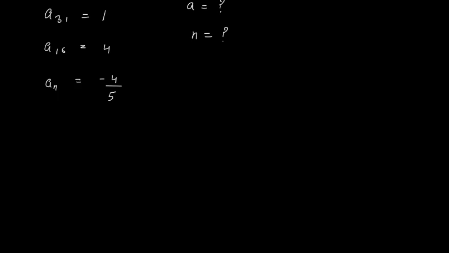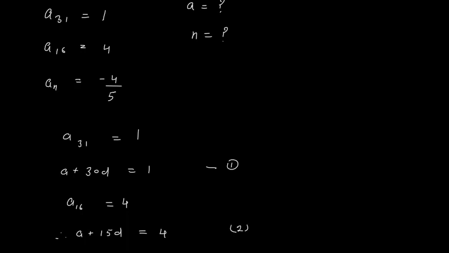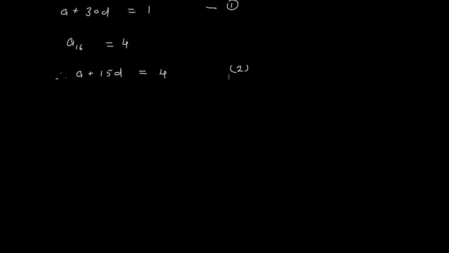So let us start with A31. A31 is 1. This indicates that A plus 30D is equal to 1. This is equation 1. And A16 is given as 4, therefore A plus 15D is equal to 4. This is the second equation. Now you subtract this second equation from the first equation.